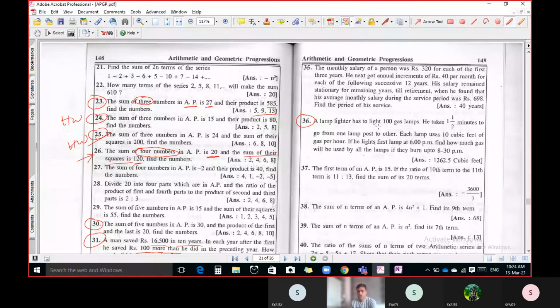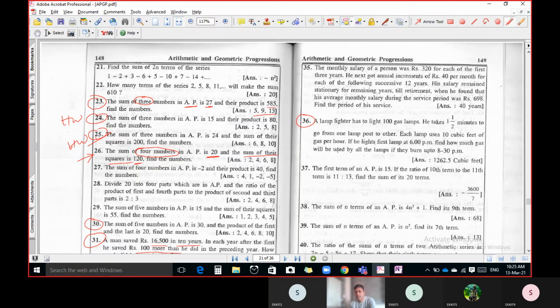A lamp lighter has to light 100 gas lamps. He takes 1.5 minutes to go from one lamp post to the other. Each lamp uses 10 cubic feet of gas per hour. If he lights the first lamp at 6 p.m., find how much gas will be used by all the lamps if they burn up to 8:30 p.m.